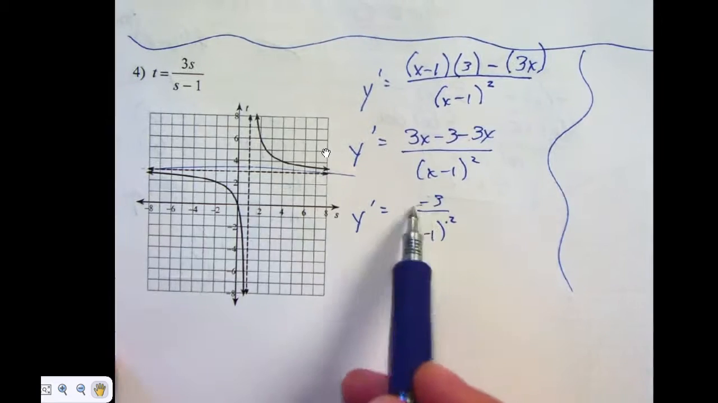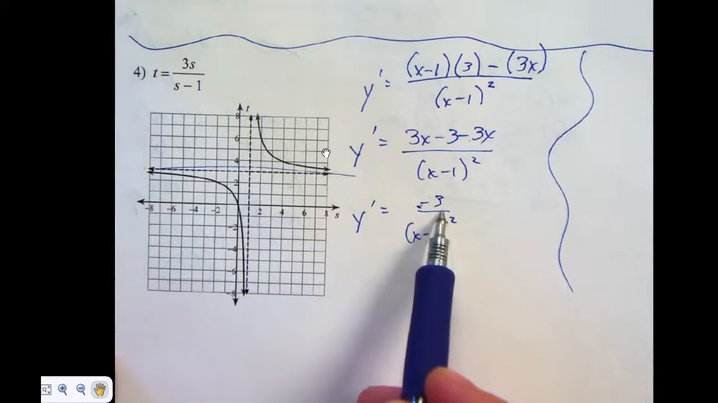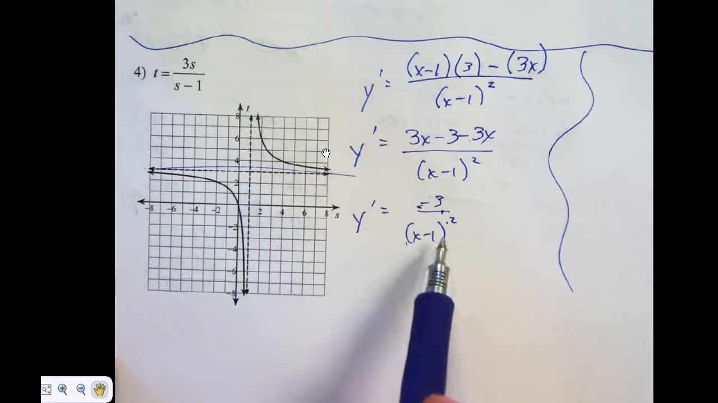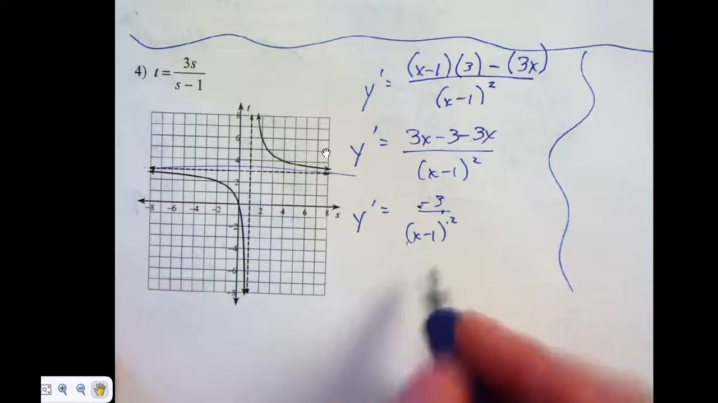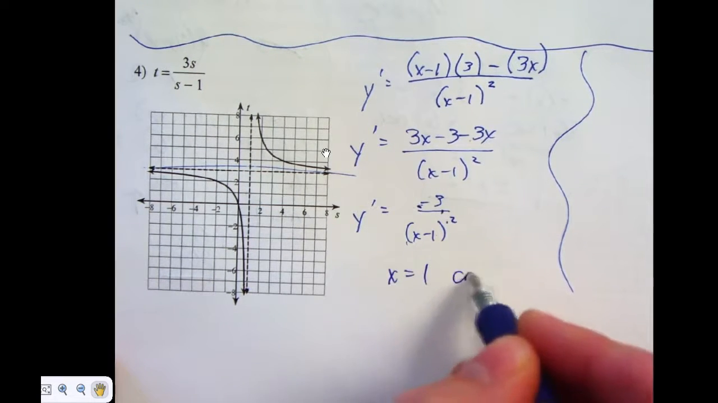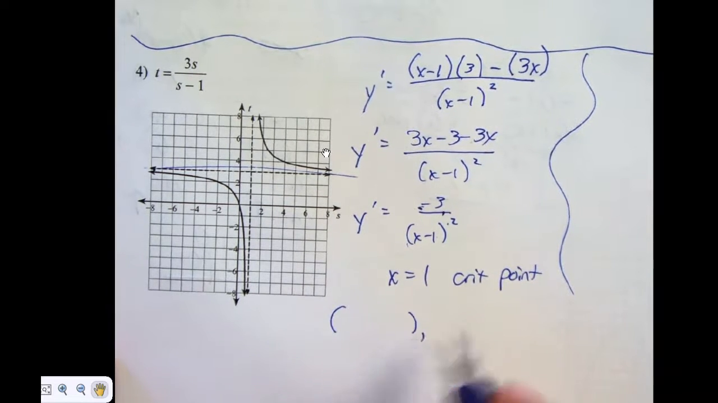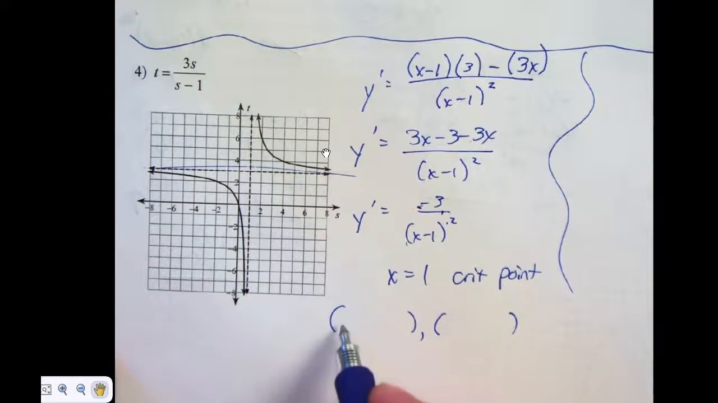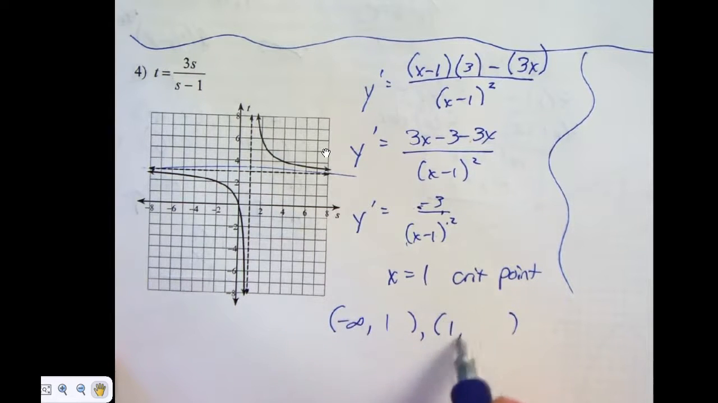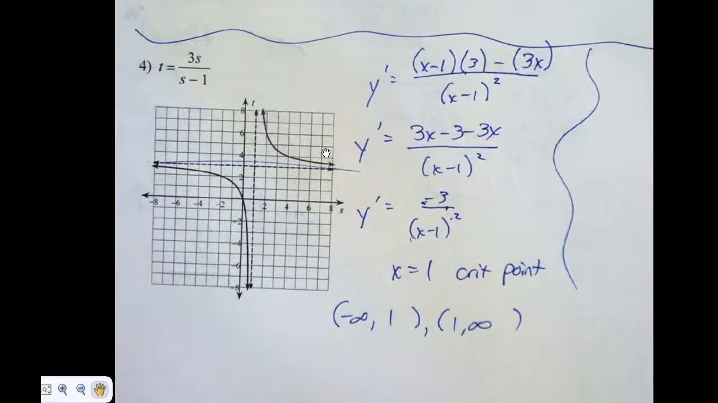But in this case, would the top give you any critical points? No. Would the bottom? Yes. And what would that give you? X equals 1, right? So that's a critical point. So then how many intervals? 2 intervals. So 1 from negative infinity to 1, and 1 from 1 to infinity.